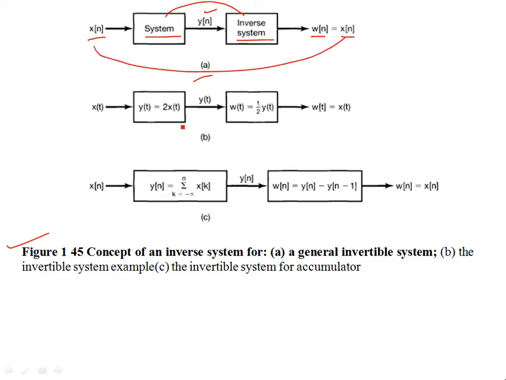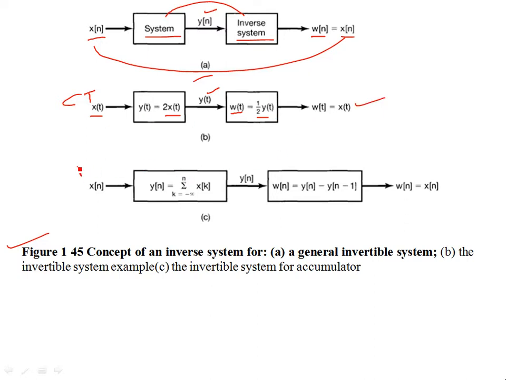For example, suppose you have a continuous time system and a continuous time signal X of t. The first system simply scales the amplitude of the signal x of t by two, so y of t is twice x of t. A very simple inverse is a multiplication factor of half applied to y of t, which yields another signal w of t exactly equal to x of t. So the inverse of the system exists.